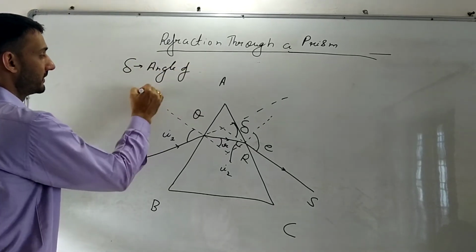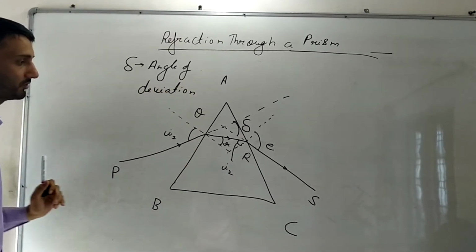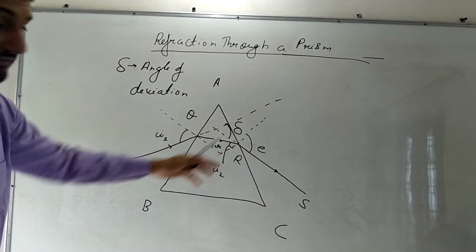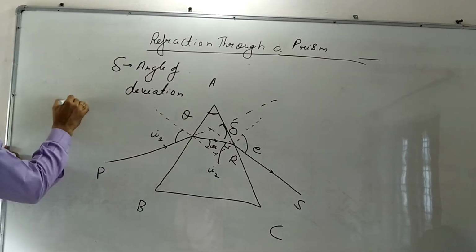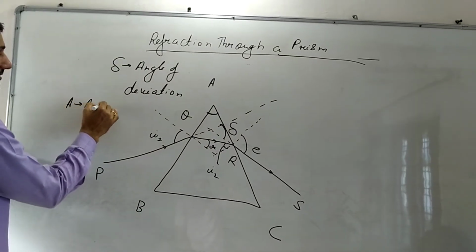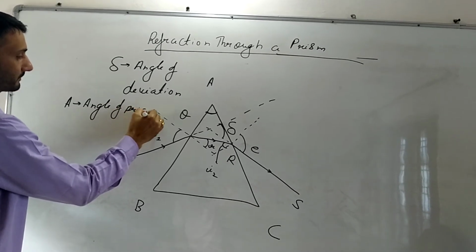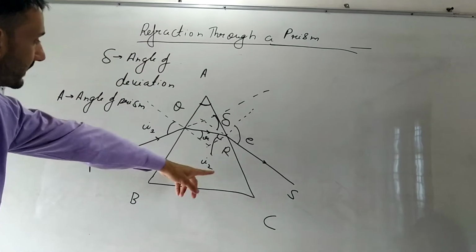Del is the angle of deviation. One should be able to draw this diagram to spot this angle of deviation, and this angle A is known as the angle of prism. So one should keep this in mind.